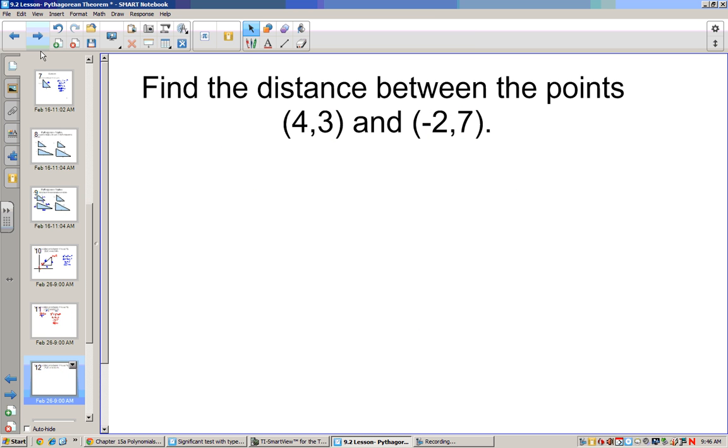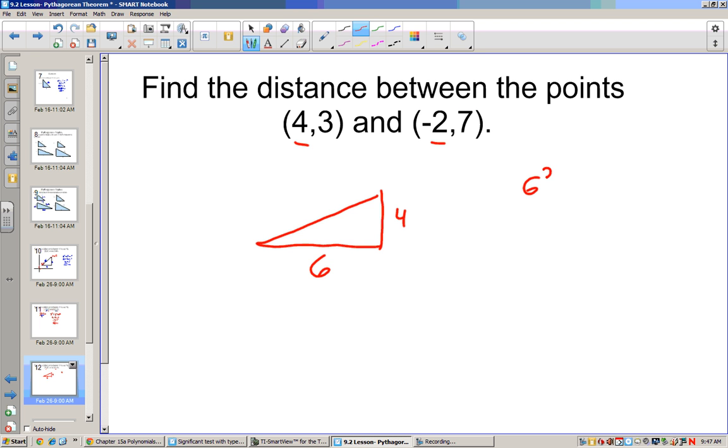Now try this one on your own. Pause the video, and see if you can do it without my help. Hopefully you're finished. The distance between 4 and -2 is 6. The distance between 3 and 7 is 4. To find this hypotenuse, you take 6 squared plus 4 squared is equal to c squared, or 36 plus 16 is 52. Now we take the square root of 52 to be c.